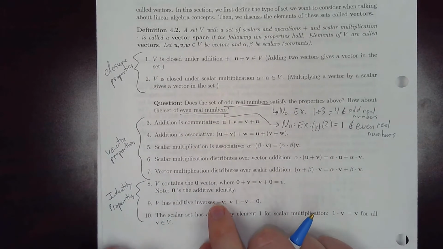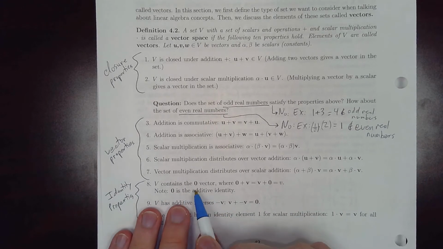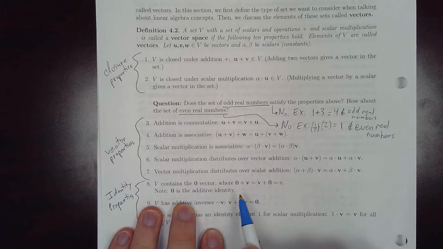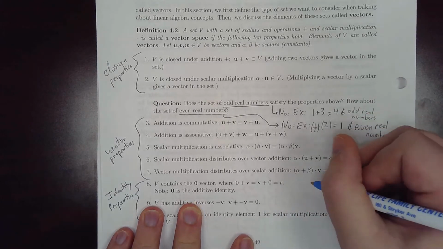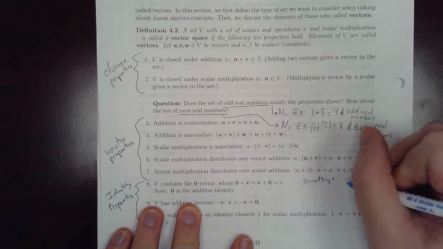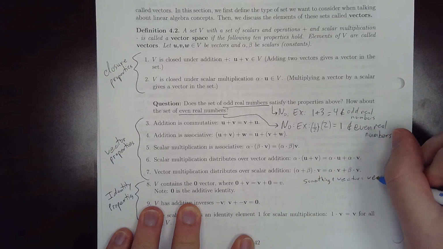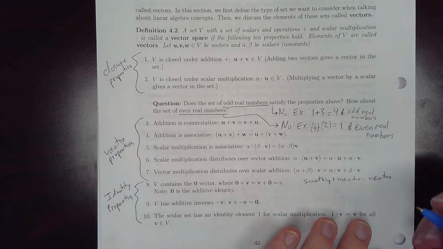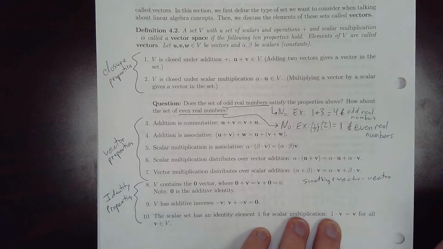And so here, we kind of need to have these different identities. So V contains a 0 vector, where 0 plus v is the same as v plus 0 equals v. So in other words, something plus a vector equals that same vector, and that would make that something the additive identity.